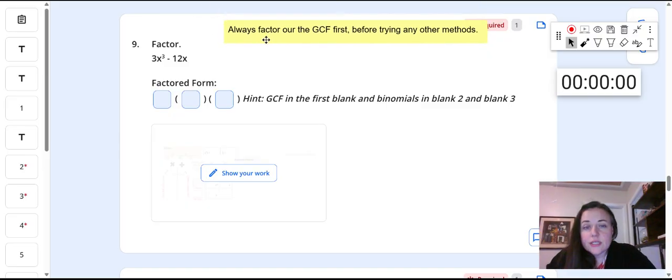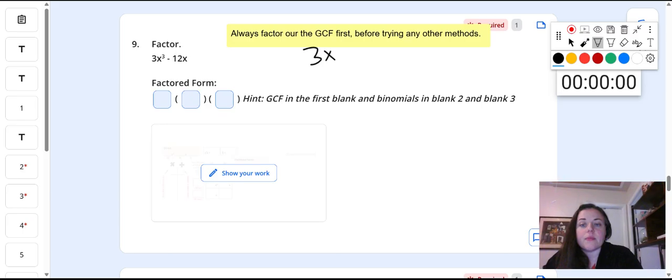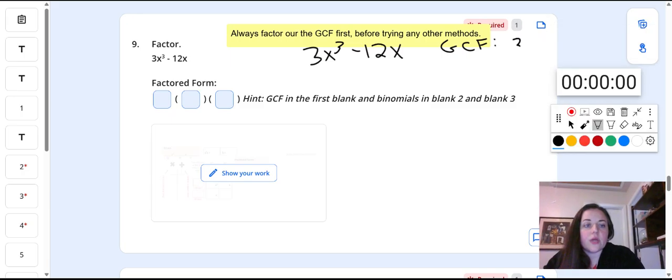Okay, is there a GCF between these? For sure. I mean, they both have an x, so I know there's at least an x GCF. There's also a number GCF, though, so what's the number GCF? Three. Yeah, so I would start by maybe writing the problem down. I would write GCF is 3x, and then go ahead and divide by it.